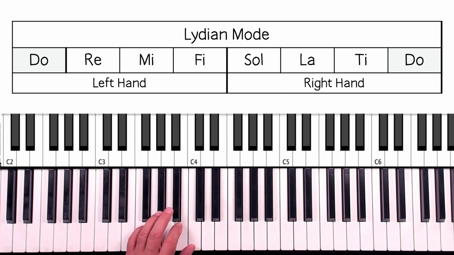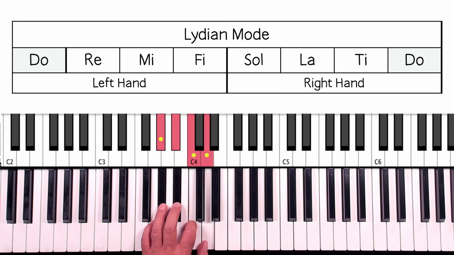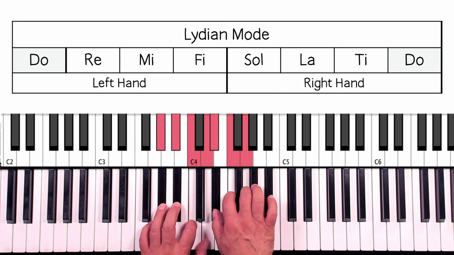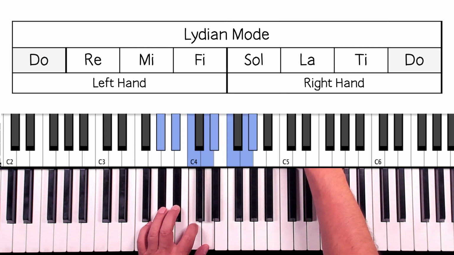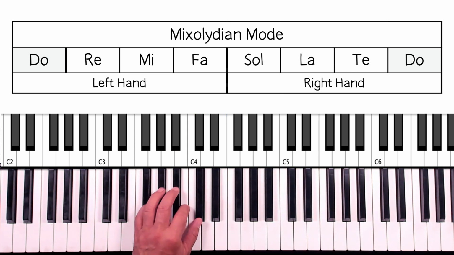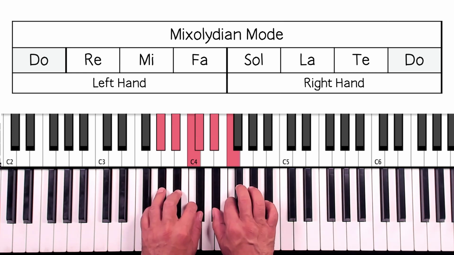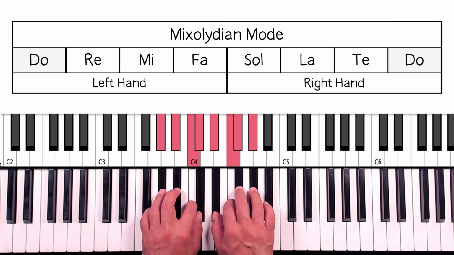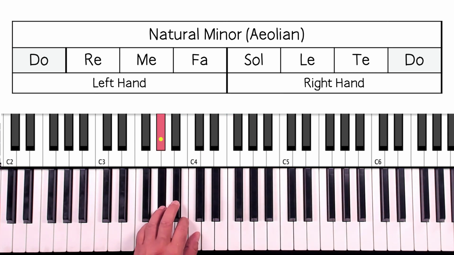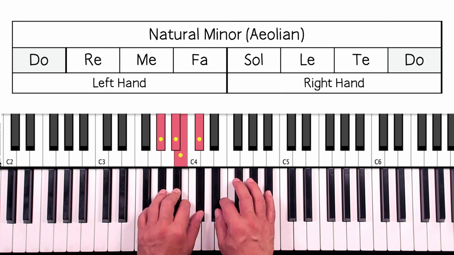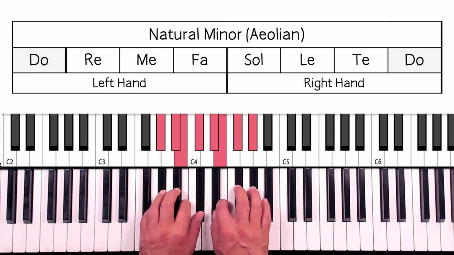And let's go to A flat Lydian. Do, re, mi, fi, sol, la, ti, do. Together. And let's go to A flat Mixo. Do, re, mi, fa, sol, la, ti, do. And G sharp natural minor. Do, re, mi, fa, sol, la, ti, do. And together.